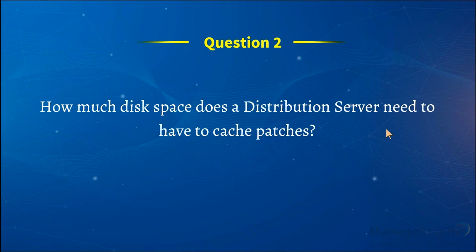How much disk space does a distribution server need to have to cache patches? A bit of a tricky question. For example, in a distribution environment you might have 100 machines. If all 100 machines are under the same operating system, like Windows 10, then the space required in a distribution server is really less because it's going to download only one patch for the whole environment. Whereas if you have multiple flavors of operating system, like Windows 8, 10, 7, Windows XP, or all other server operating systems, then definitely the download is going to be high.